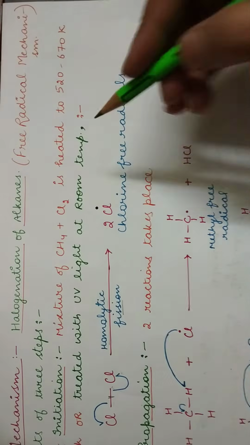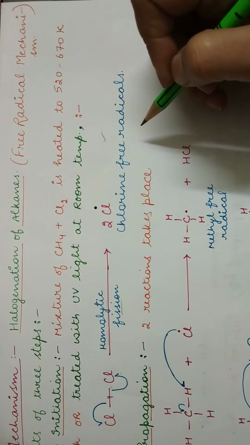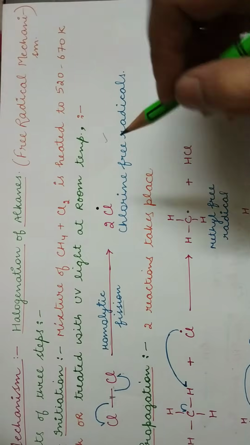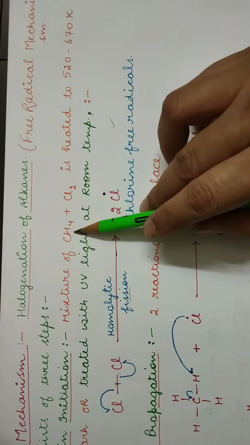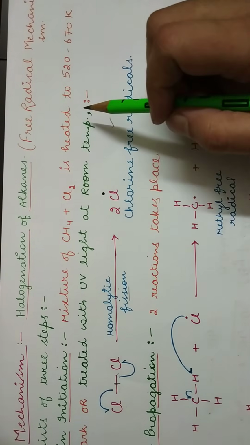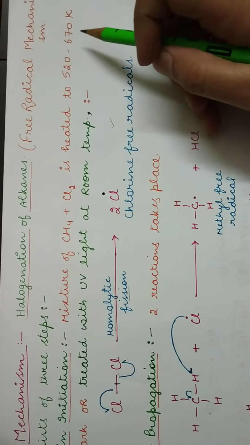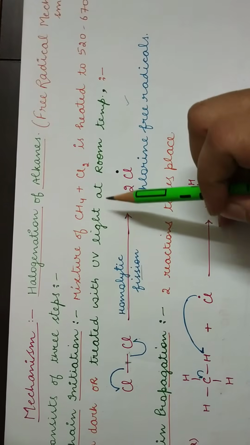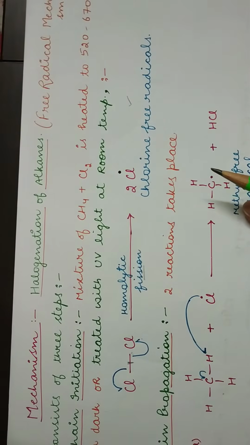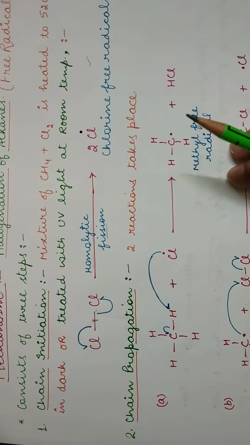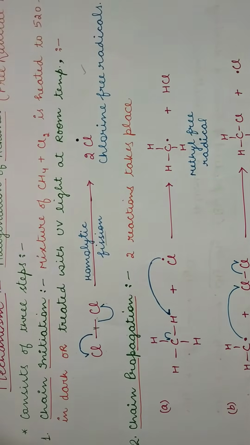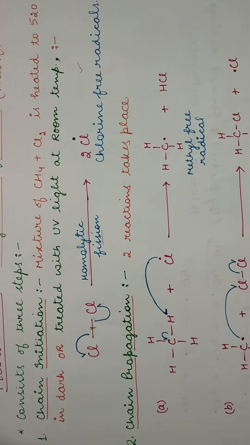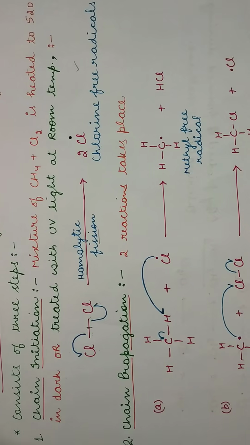That is the chain initiation, where the two chlorine free radicals are formed by either heating the mixture of methane and chlorine to a temperature between 520 to 670 Kelvin in dark, or by treating them with UV light at room temperature. After this, the chain starts to propagate. This step is quite interesting. Let's check it out.